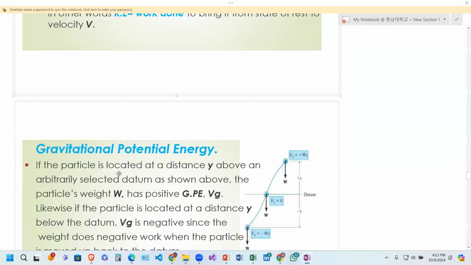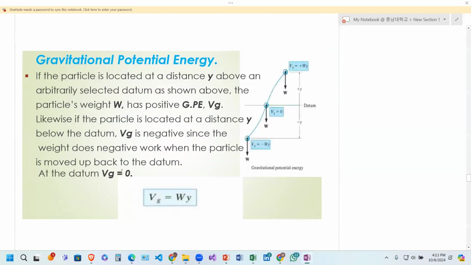Now, let's continue. Let's look at gravitational potential energy. Remember, potential energy is given by mgh from your physics: mass, times acceleration due to gravity, times the change in height. This is the same principle we are going to apply here. Gravitational potential energy, if the particle is located at a distance, let's call it y, above an arbitrary datum.